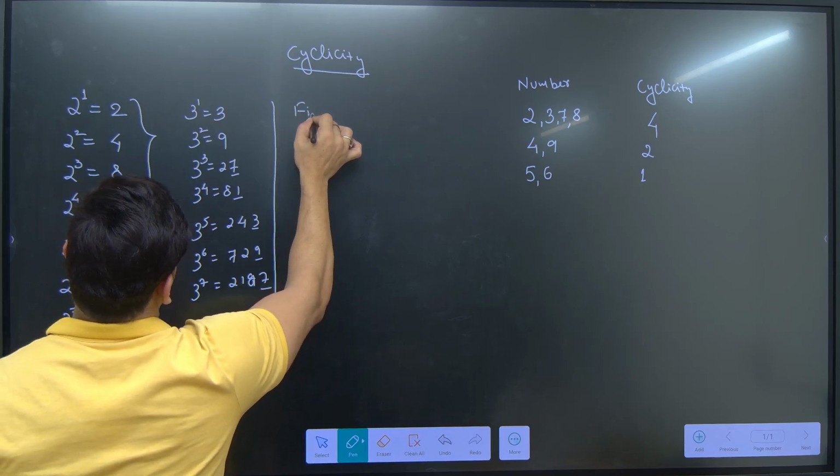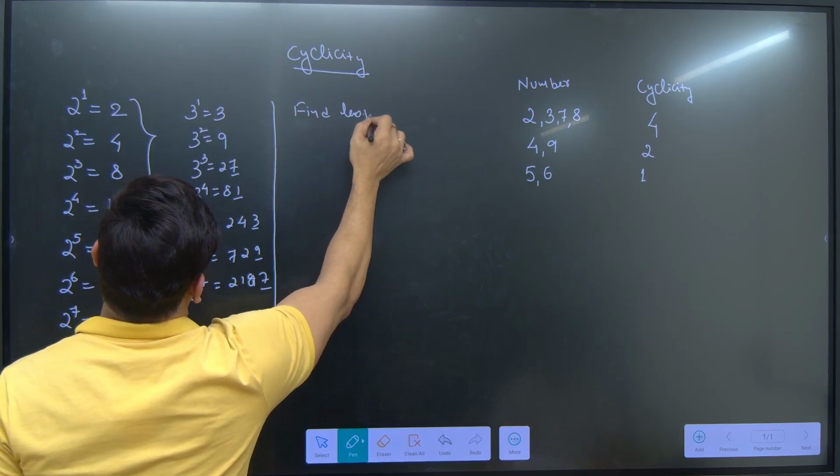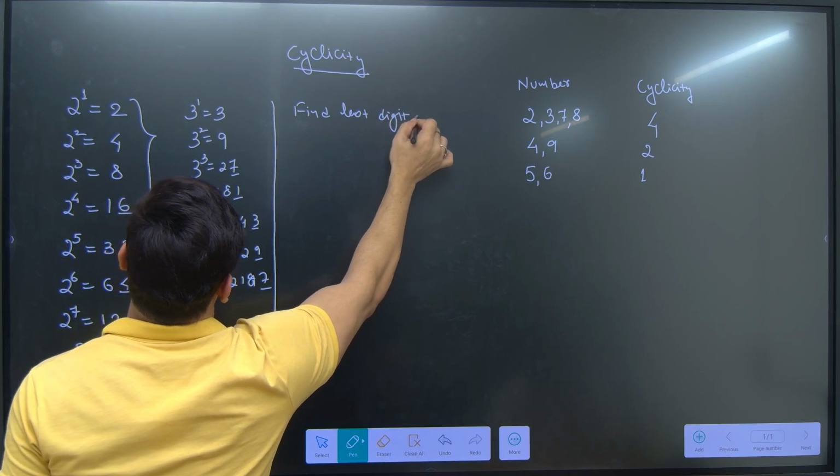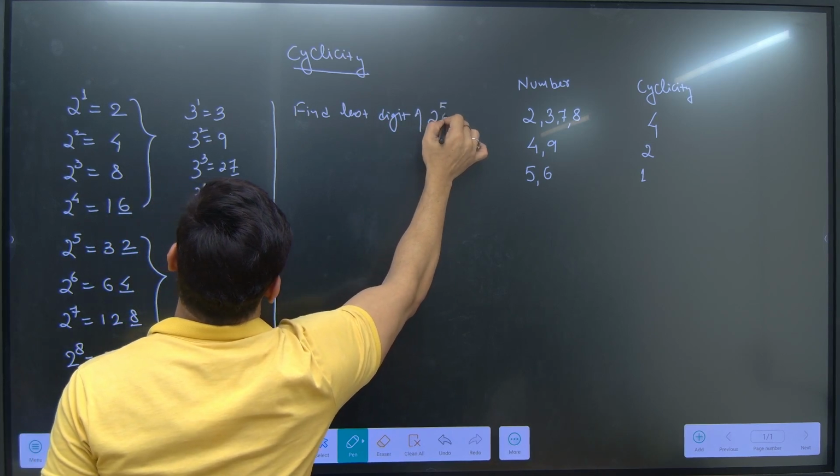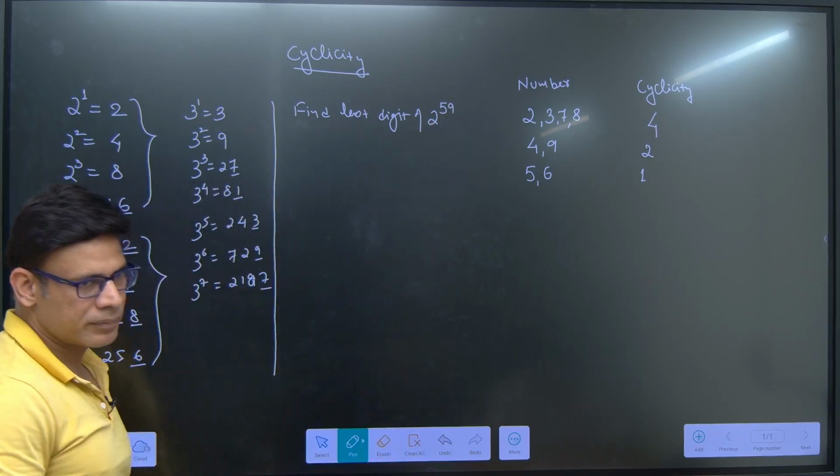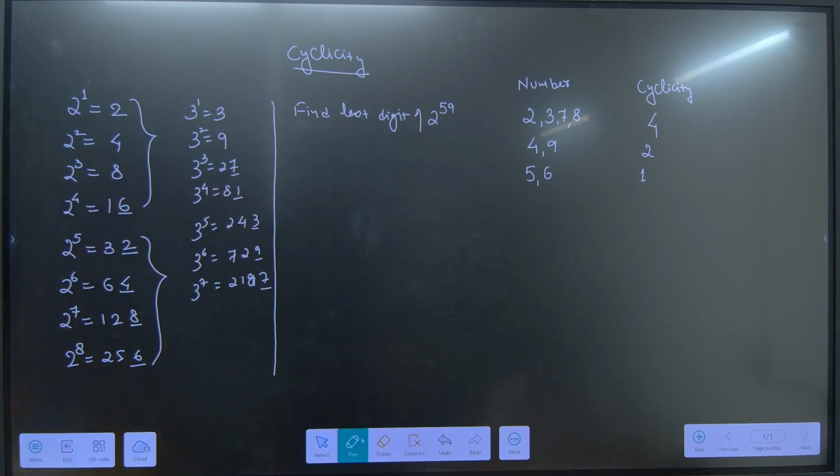Question: find the last digit of 2 raised to the power, let's say, 59. Right?